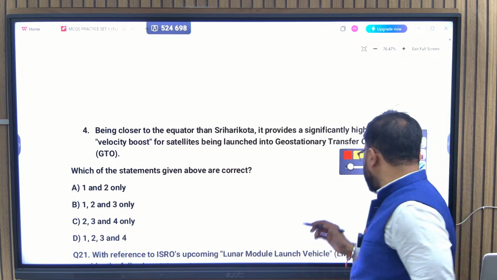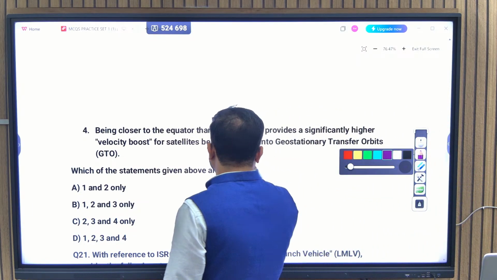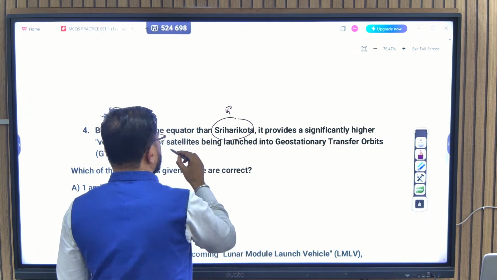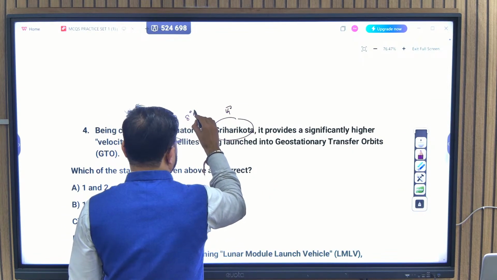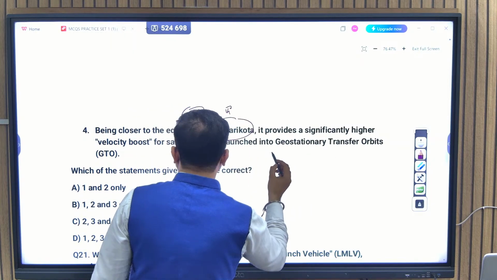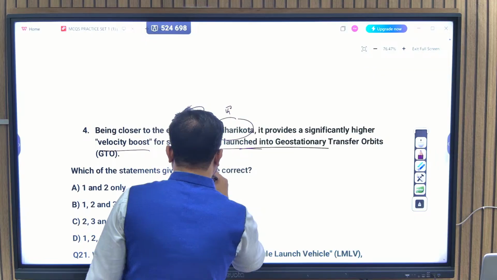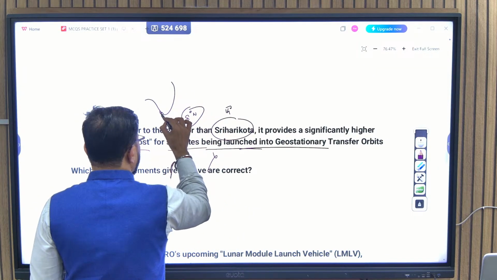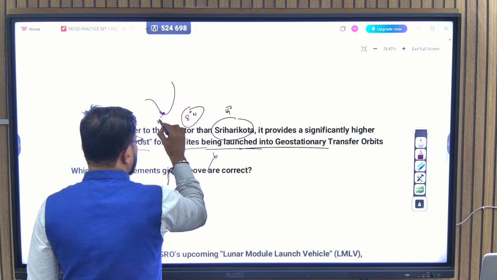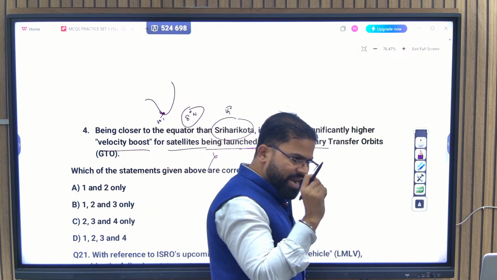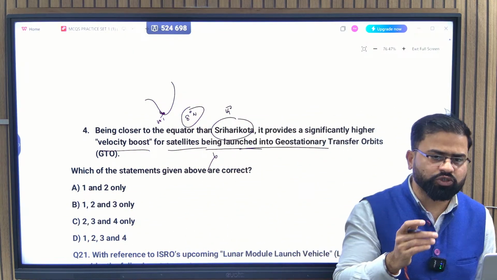We have discussed that when you talk about Sriharikota, its latitude is around 14 degrees, something like that. But when you talk about Kulasekharapatnam, it is around 8 degrees. Since it is closest to the equator, it provides a significantly higher velocity boost for satellites being launched. This statement is wrong, because Kulasekharapatnam is somewhere in this particular region, so it is at the west coast. And we have discussed that to gain the initial speed, to get the initial thrust, it should be on the eastern side.